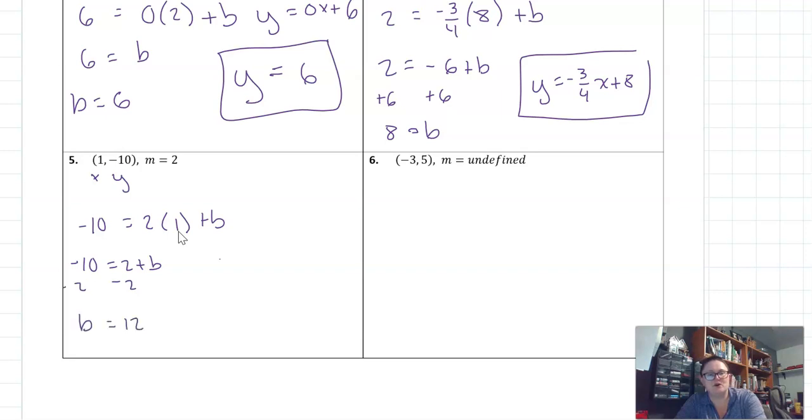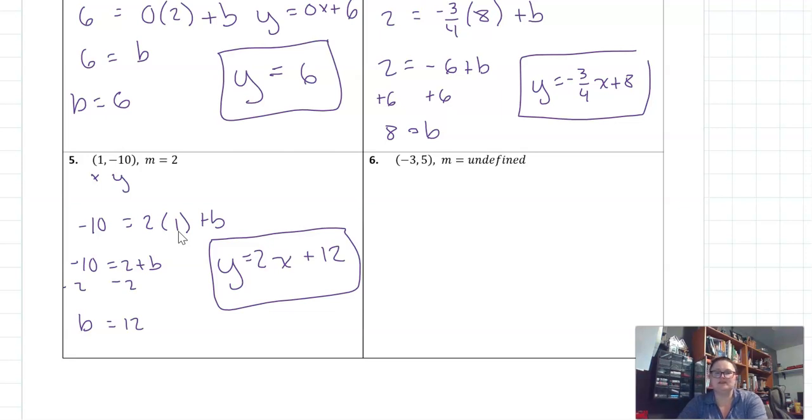b is -12. Y equals 2x. And then this is, we haven't actually had one of these yet. B is negative. No, it's not. B is positive. It was plus 12. If it was negative, we'd want to put subtract, but it wasn't.